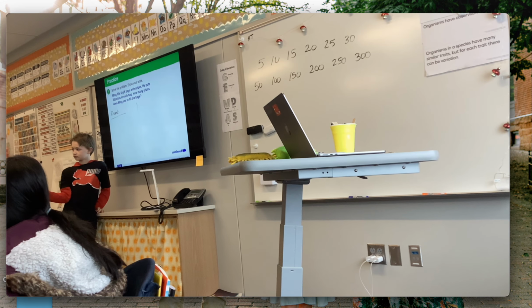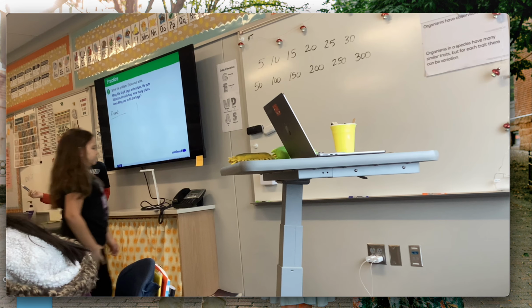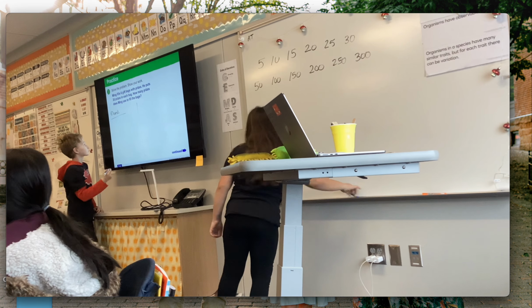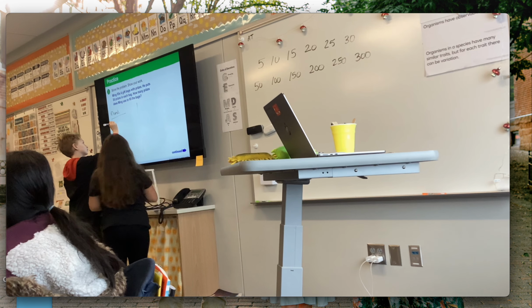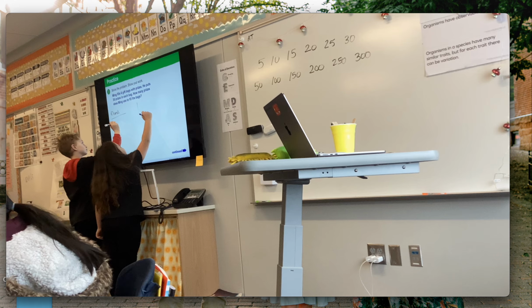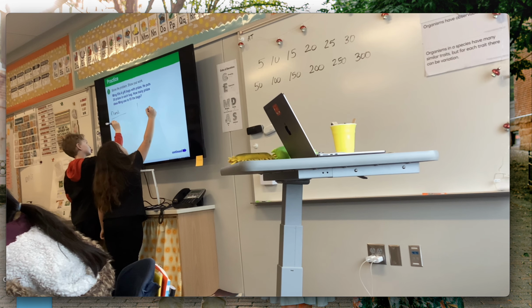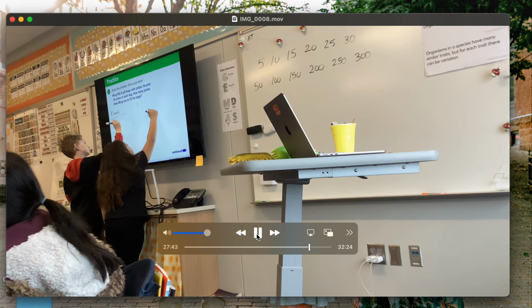He's going to write very small, so you won't be able to see what he's writing, but he's doing a repeated addition strategy. This is my friend Aria. She's going to do drawing a picture and using skip counting as her strategy.